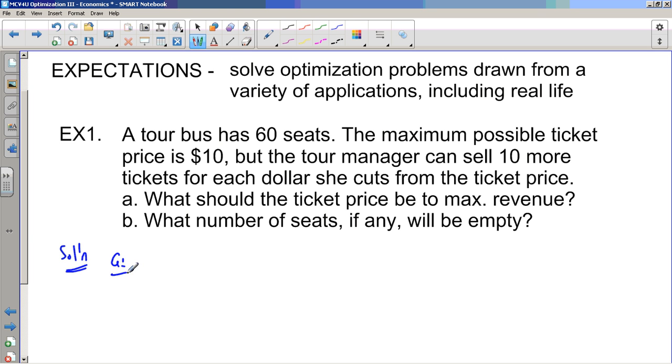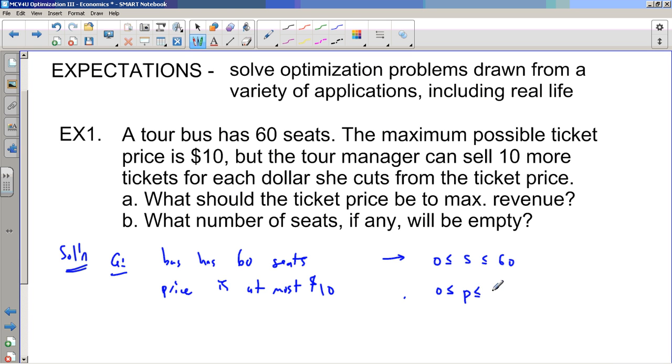So here comes the solution. What am I given? Let's state some things. The bus has 60 seats. Price is at most $10 a seat. So what does this mean? If I'm thinking about the number of seats, this automatically gives me a couple of constraints I can think of. I was talking about the endpoints, right? If that matters. What's required?